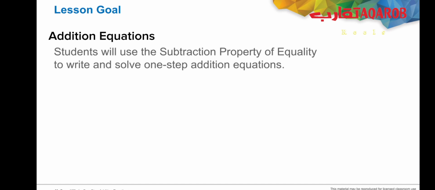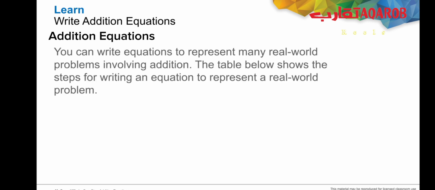Addition is the operation you will see. Subtraction is the operation you will use to find the solution, the value of the variable. The addition is the equation you will use to translate the problem and form the equation. And subtraction is the operation you will use to find the value of the variable. Now, generally, you can write equations to represent many real-life problems involving addition.